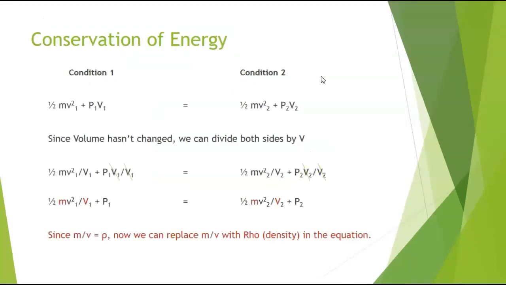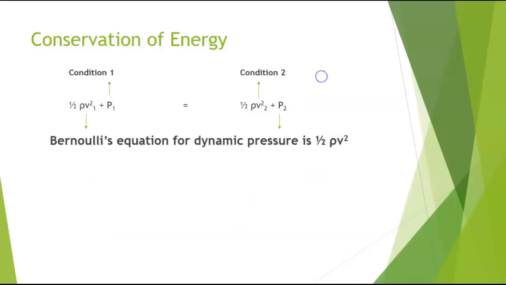Now the other thing that hasn't changed between the two conditions is volume. And since volume hasn't changed, we can divide both sides by volume to simplify the equation further. And we come up with 1/2 times mass times velocity squared divided by volume plus pressure. Since mass over volume equals density, or rho, now we can replace that with rho in the equation. So we have 1/2 times rho times velocity squared plus pressure.